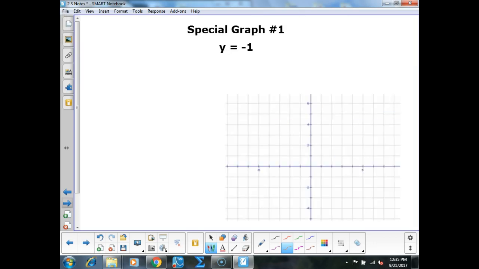Special graph numero uno. Y equals negative 1. What kind of a line is that? Horizontal? Okay. So horizontal, I would concur with that this is horizontal.